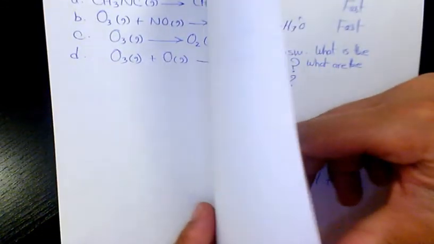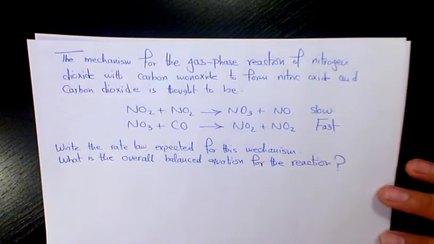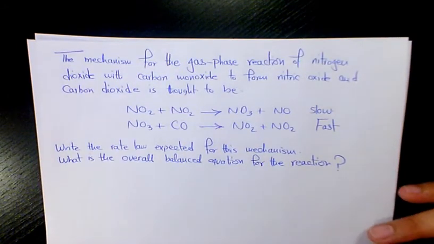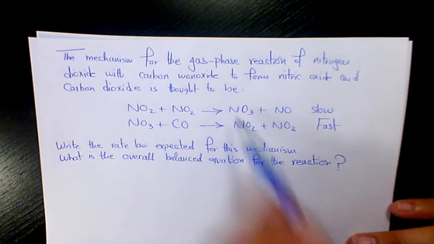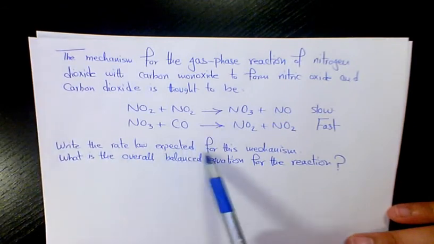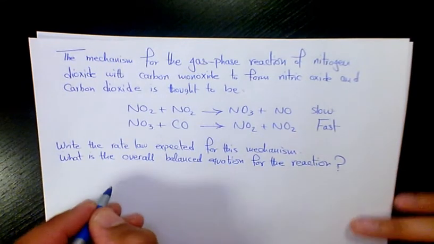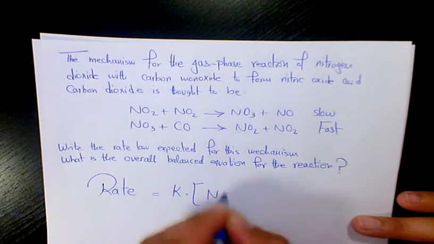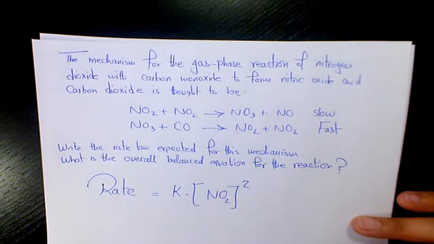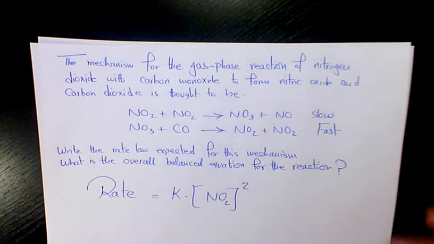Let's see another example. The mechanism for the gas phase reaction of nitrogen dioxide with carbon monoxide to form nitric oxide and carbon dioxide is thought to be this and this. Write the rate law expected for this mechanism and the overall balanced equation for this reaction. We saw this example before, so rate equals K times NO2 to the power of 2. Why is this going to be the overall rate? Because we write it based on the slowest step in this mechanism.